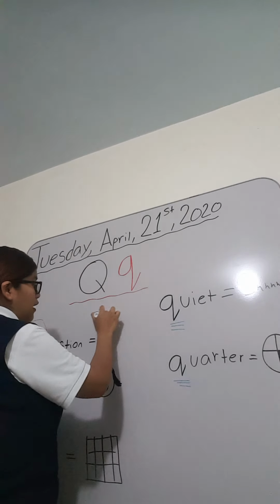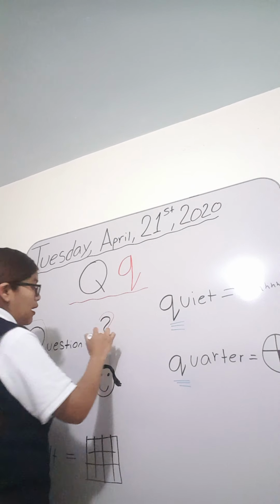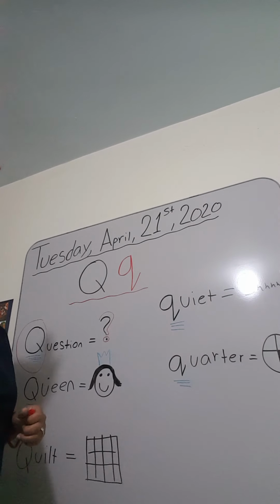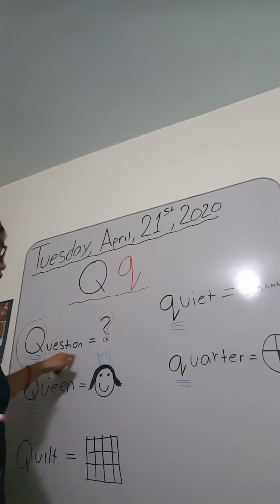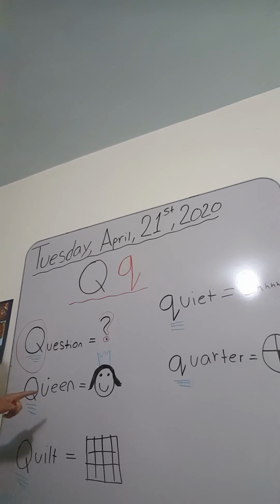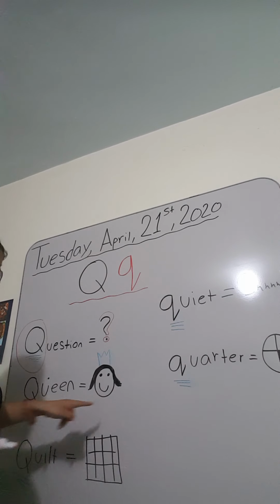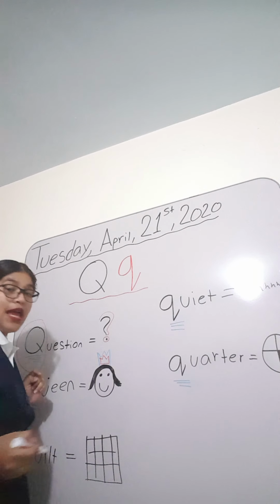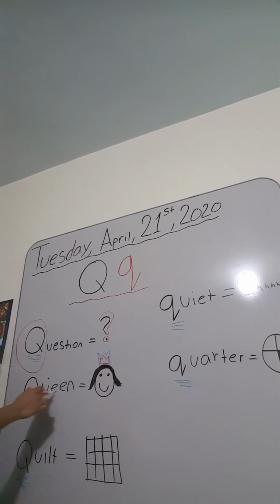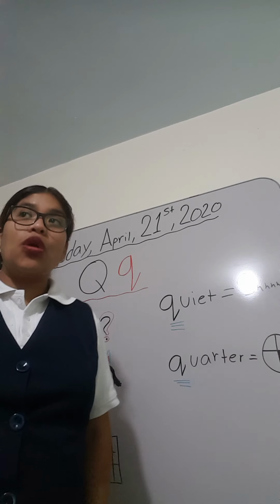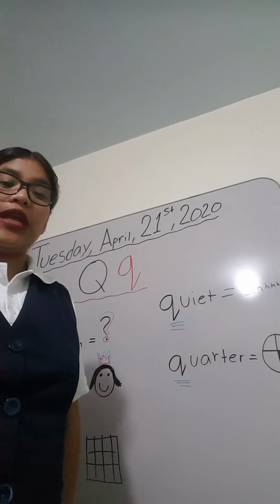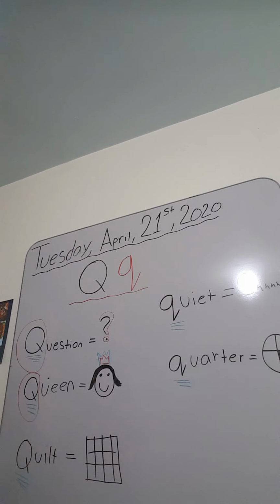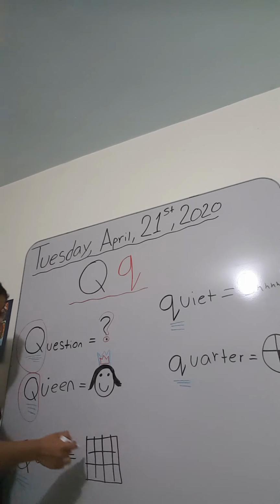And then we have a question mark right there. When you have a question, you usually raise your hand and you're doing a question. Next one, we have a queen. You can see right here, she has her crown, her beautiful big crown. And it's queen. The first letter that you can see here is the letter Q. Remember, what's the sound for the letter Q? Queen. Very good.